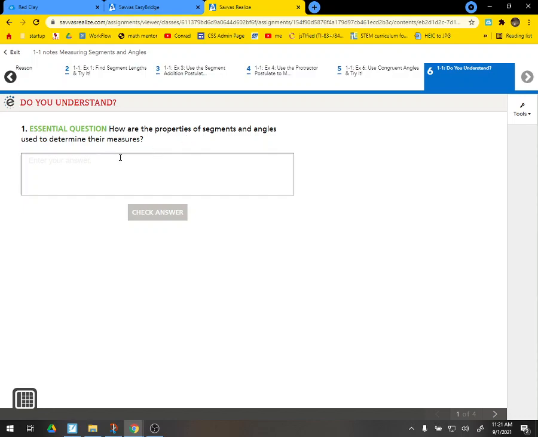So how are the properties of segments and angles used to determine their measures? We can add pieces up to get the whole, and we can take pieces away from the whole to get other pieces. Right? That's the big idea.